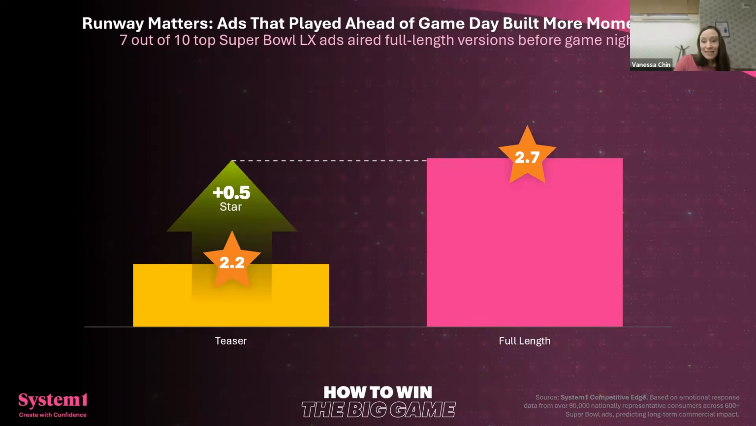While there's an urge to tease and spark excitement, the most impactful strategy for brands is to lead with the full length. Because when viewers are distracted, partying, and enjoying the Super Bowl with friends, there's no guarantee that your ad will get the full attention it deserves. Extend the runway to mitigate that risk.